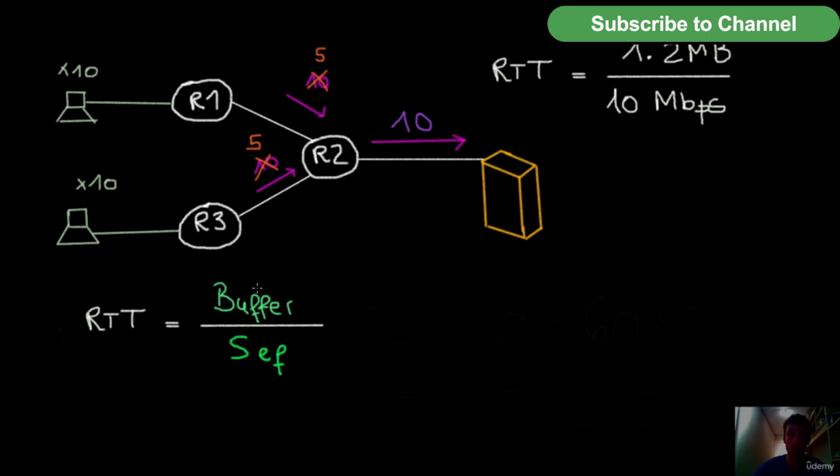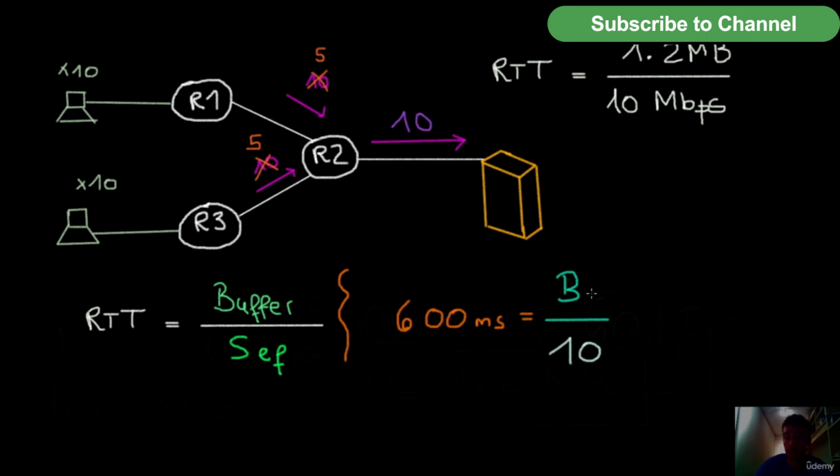So now in router 2, the buffer occupation is not going to be 1.2 megabytes. What is it going to be? Well, if we have the assumption that we don't want to exceed 600 milliseconds, then we set in this round trip time the value of 600 milliseconds. This is going to be equal to the buffer occupation that we're going to have now. Let's just call it B, all this divided by the effective speed. We already saw that the effective speed was 10 megabits per second.